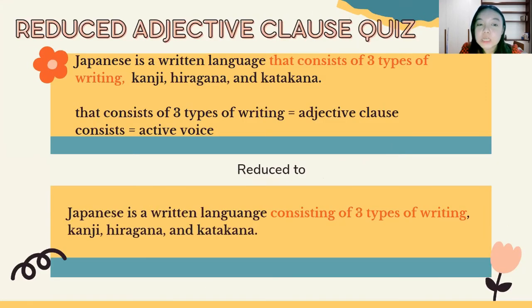Okay, that consists of 3 types of writing is an adjective clause, and consists is an active voice. So we have to change consist into the present participle form. So the correct answer is Japanese is a written language consisting of three types of writing: kanji, hiragana, and katakana.